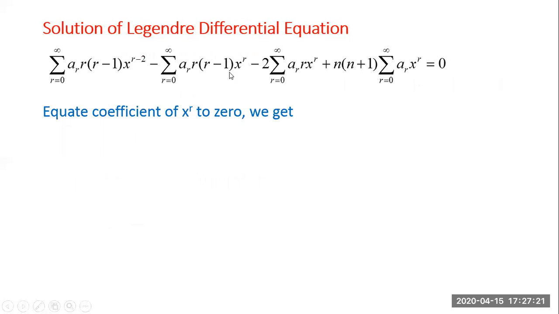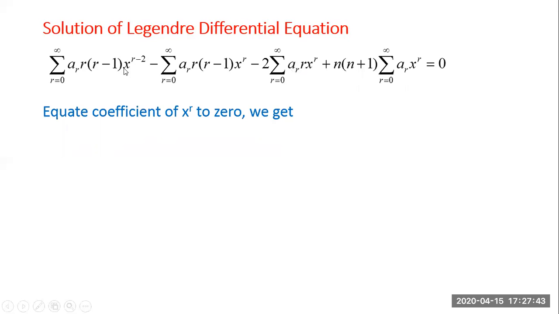So in this, find the coefficients of x power r and equate them to 0. In the second term, the coefficient of x power r is minus ar into r into r minus 1. In the third term, the coefficient of x power r is minus 2 ar into r. In the last term, the coefficient of x power r is n into n plus 1 ar.